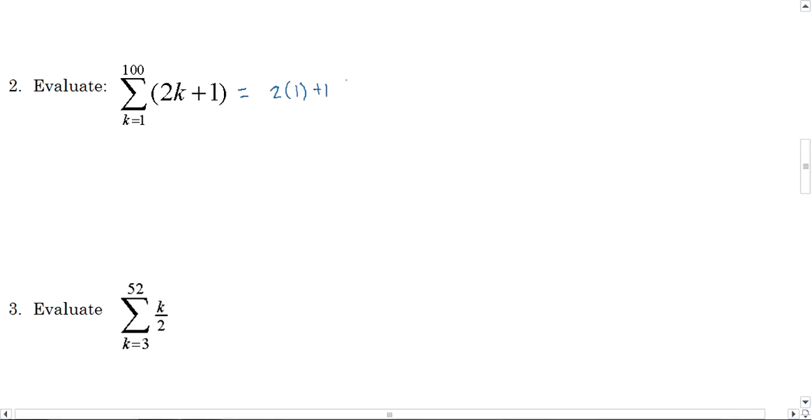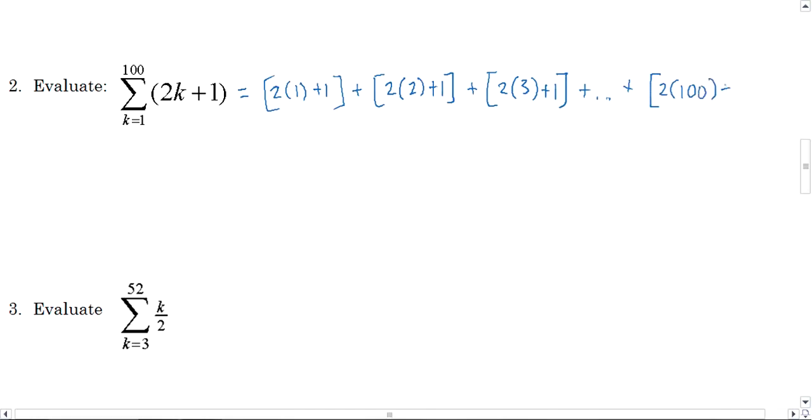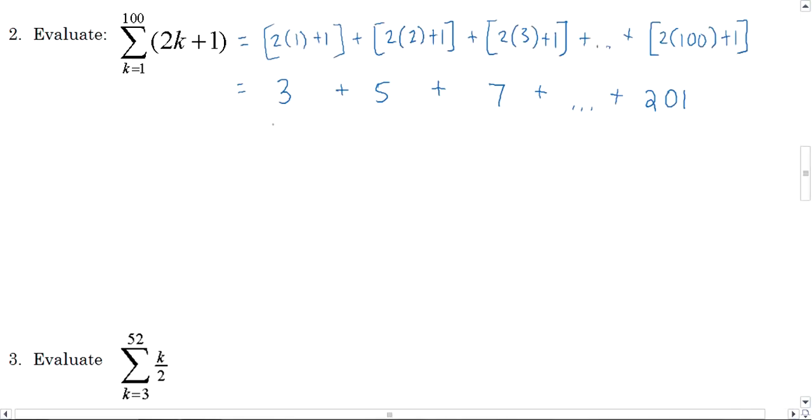I'm just going to write out the first couple terms. So that's the first term. Second term is 2 times, and now this time k is 2, plus 1, plus, okay, let's do 3 like this, plus dot dot dot plus, and this time let's do the last term when k equals 100, which is 2 times 100 plus 1. Okay, so evaluate this. Give me a second. Okay, so welcome back.